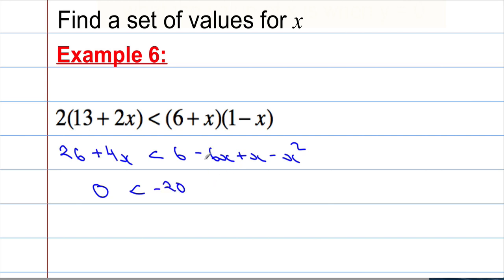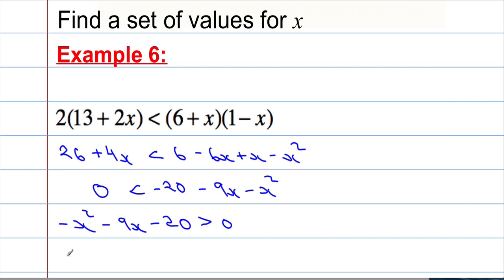Subtracting 4x from this, we get -9x and -x squared. Okay, let's write things the other way around just so that it looks the way we normally do. So we get -x squared, subtract 9x, subtract 20 is greater than 0.